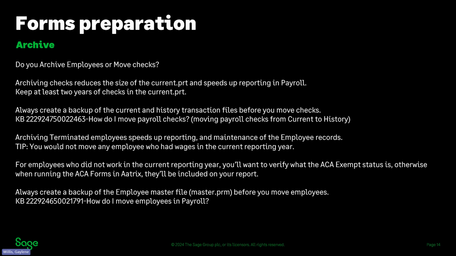So prepare for the year end. You can go to an inquiry and add a column called ACA exempt. Make sure that those employees who did not work for you in your reporting year have a status of not working. When it comes to archiving your employees, always make a backup before you archive. There are a couple of KBs on here which are great resources for you, so you'll want to make note of those as well.